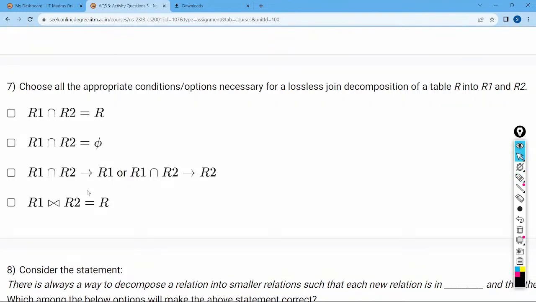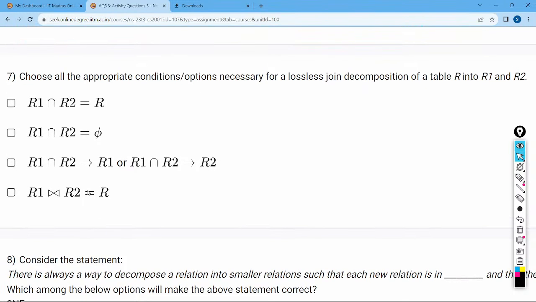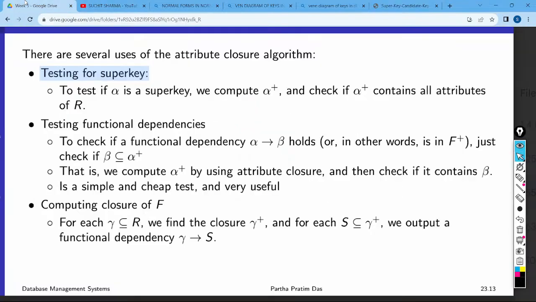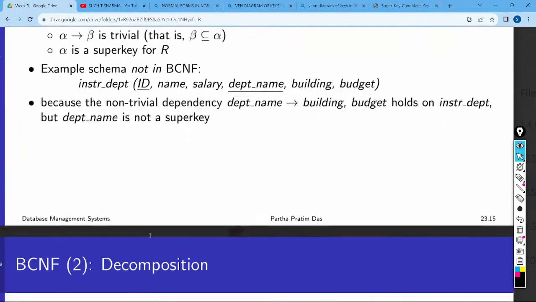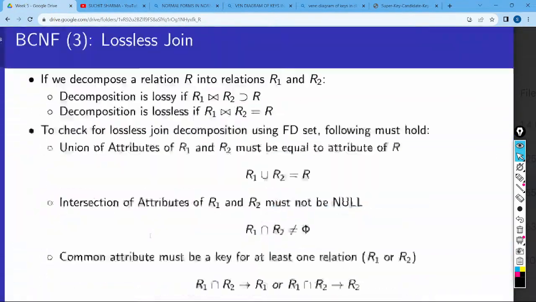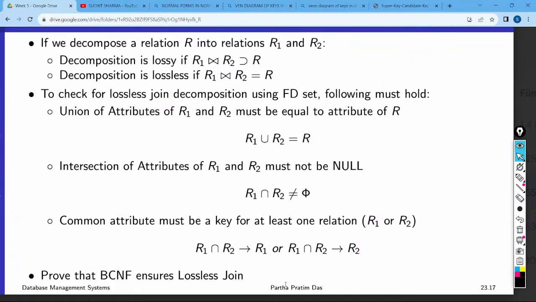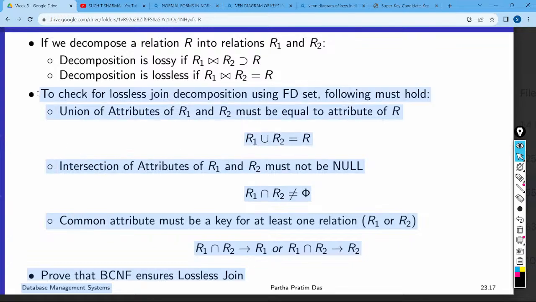Choose the appropriate condition options necessary for lossless join decomposition of table R into R1 and R2. Okay, so I think you remember what is written or not. It is given in the PPT itself, proving that BCNF ensures lossless join. It is given here.